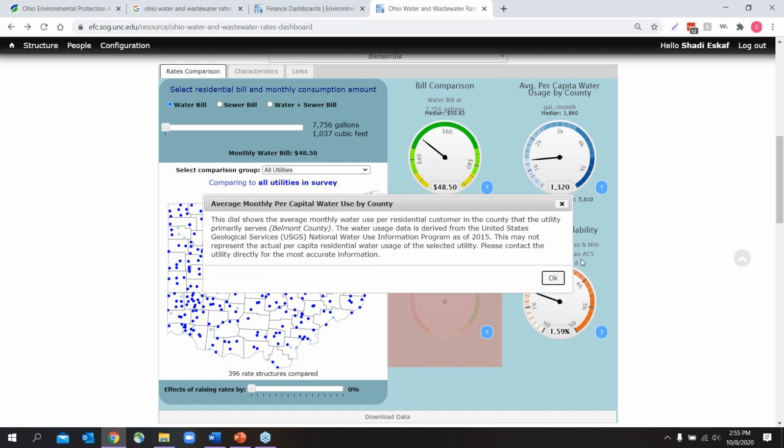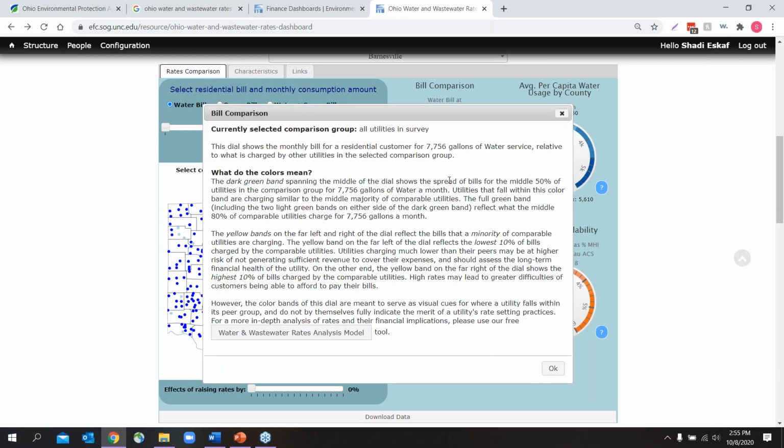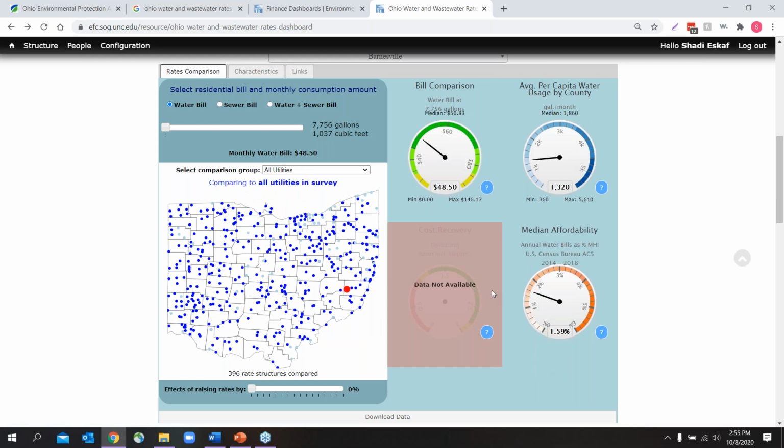And again, if you click on any of these question marks, you get more information, explanation about each of these dials and what the colors mean and what the metrics mean. This dial here is shaded out because we used to have cost recovery ratios, but unfortunately, we didn't have that data to merge in this time around for this dashboard.